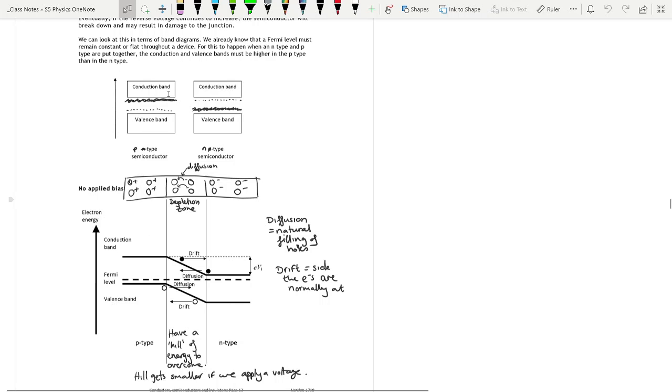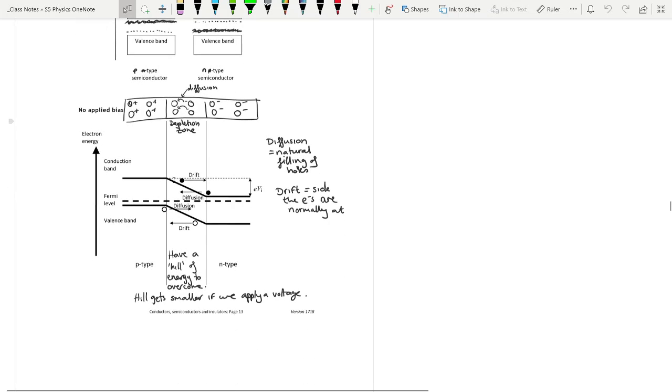So basically what happens is, when we put the two together, the conduction band of the p-type moves upwards and the conduction band of the n-type moves downwards, and the valence band of the p-type moves upwards, the valence band of the n-type moves downwards, and we get this kind of diagram here. Conduction band, valence band, conduction band, valence band, and the hill joining them up. We've got a hill of energy to overcome, and if we apply voltage, that hill of energy can become smaller.